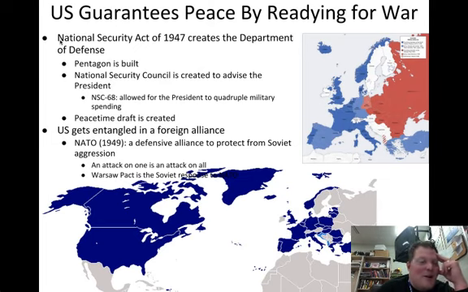And the law NSC-68 allows the president to quadruple military spending. And we also have a peacetime draft that's created as well.